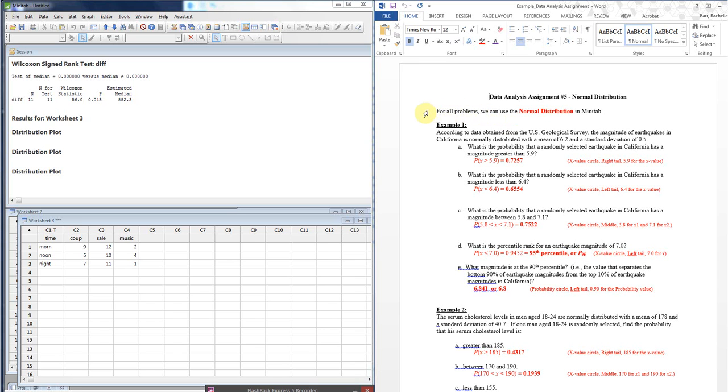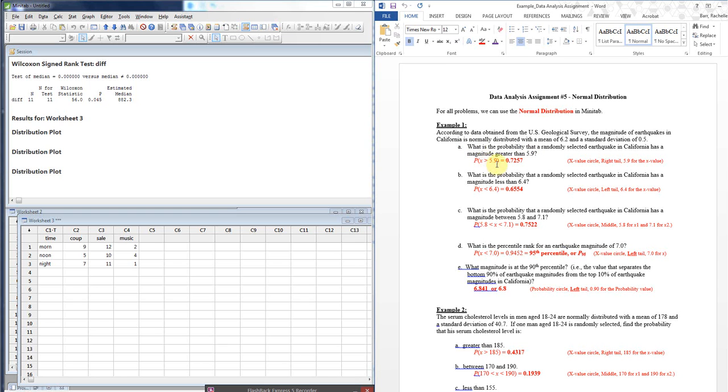Example number 1. According to data obtained from the U.S. Geological Survey, the magnitude of earthquakes in California is normally distributed with a mean of 6.2 and a standard deviation of 0.5. What's the probability that a randomly selected earthquake in California has a magnitude greater than 5.9?